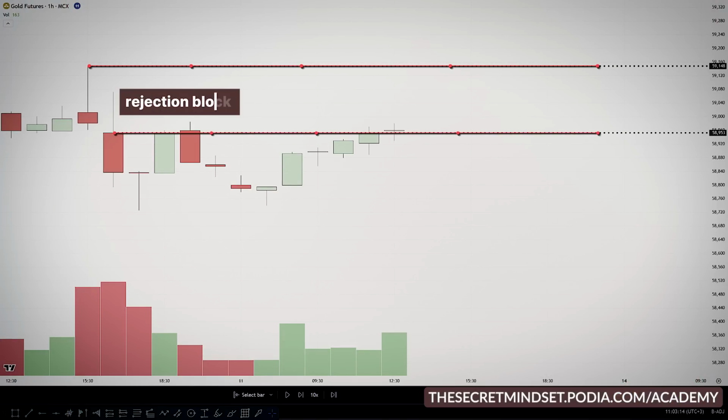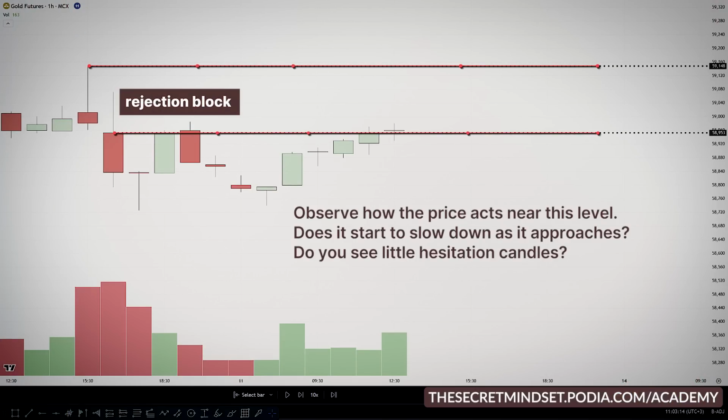While we wait, we are watching to see how the price acts near this level. Does it start to slow down as it approaches? Do we see little hesitation candles? These are signs that traders remember this level and are getting ready to act.